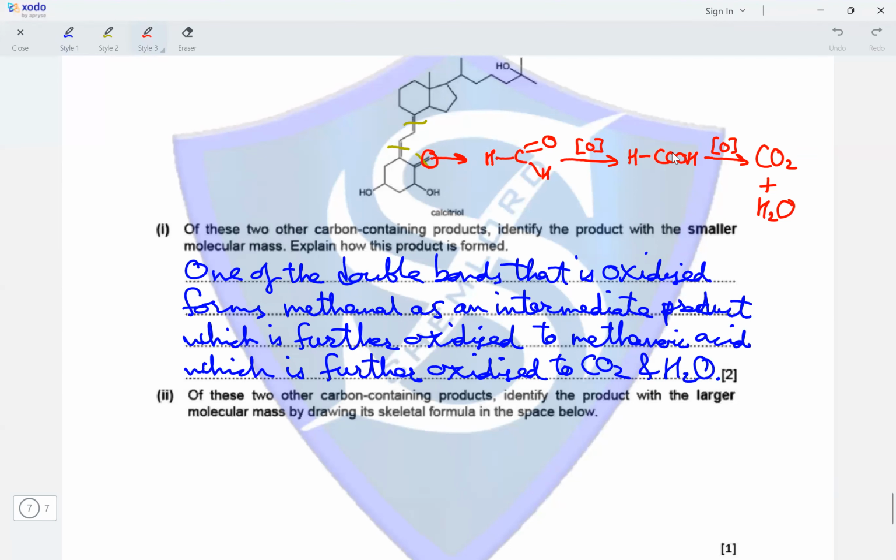So all we need to do is draw the skeletal formula as shown in the formula of calcitriol, with the double bond being broken, forming a ketone group. So the rest of the molecule remains the same. And all we do is complete the structure as seen in the diagram above. And this is the third molecule that is formed upon oxidation of calcitriol.